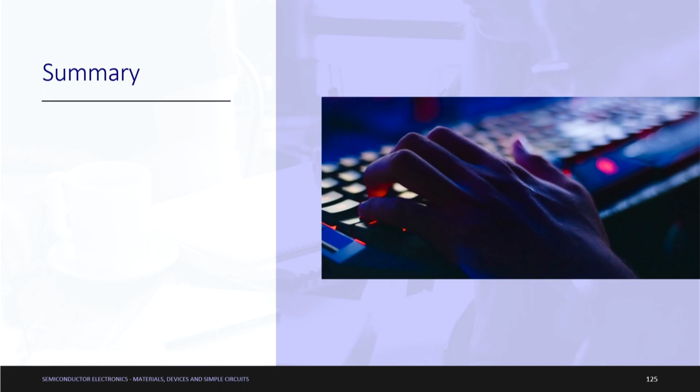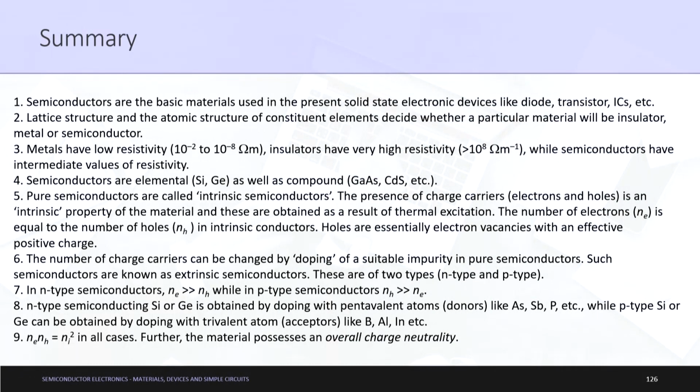Fine. So, that is the complete ending of your semiconductor electronics, materials, devices and simple circuits. Let us do a quick summary and then we can close the lecture. Semiconductors are the basic materials used in the present solid state electronic devices like diodes, transistors, ICs. So, now we know what is a diode, what is a transistor, what is an IC. ICs are basically integrated circuits.